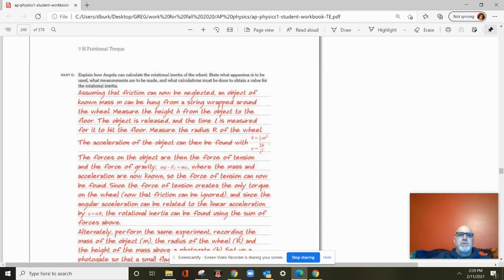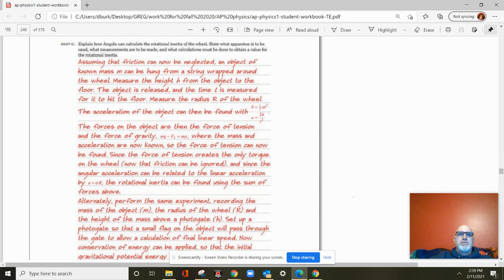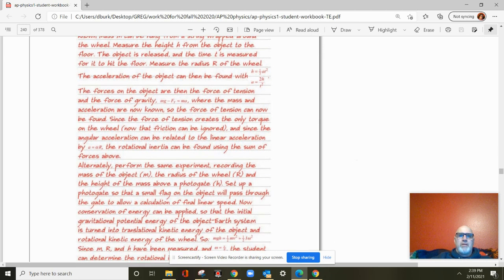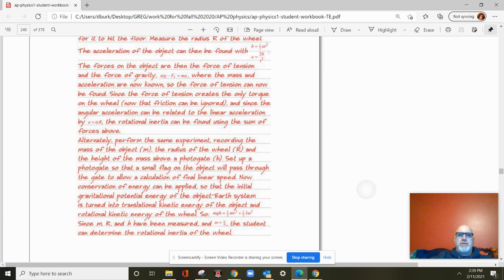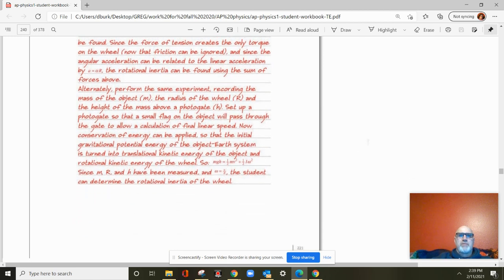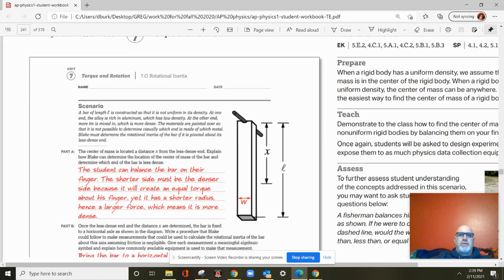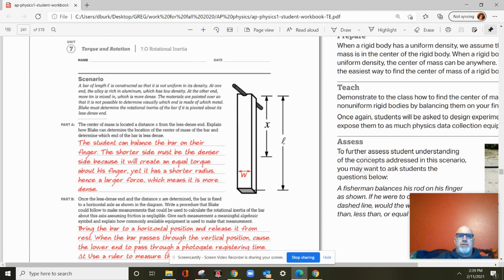Okay, so we're almost done. And so here is how Angela could calculate the rotational inertia of the wheel. You're welcome to read through this and ask me questions about it. And now we're on the last section.